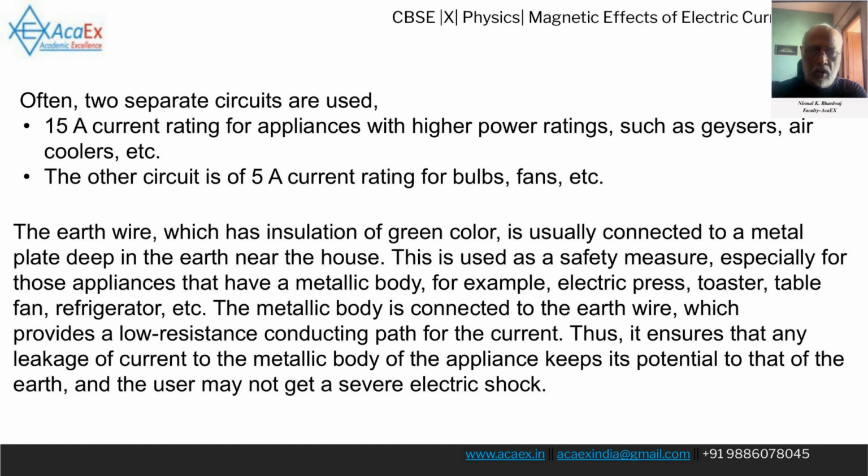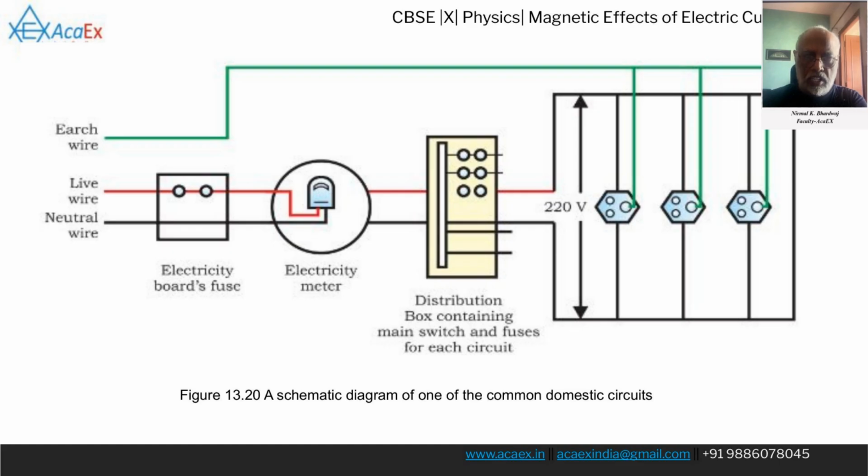Household circuits and earthing. Homes often have two separate circuits: a 15-ampere circuit for high-power appliances like geysers and air coolers. The other circuit is a 5-ampere current rating for bulbs, fans, etc. The earth wire, with green insulation, is a safety feature connected deep into the earth. It is connected to the metallic body of appliances to provide a low-resistance path for any leaked current, preventing severe electric shocks.